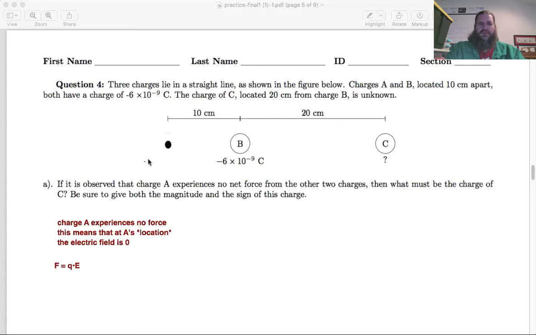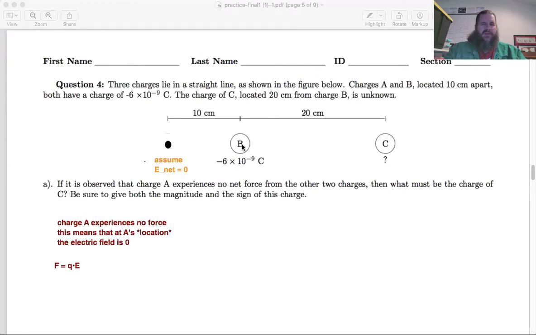So let's assume that the electric field here is zero, specifically the net electric field. As we know, these charges B and C are creating electric field at this location. We just need to ensure that they add up to zero. For example, if you consider charge B is a negative charge, so it's going to create electric field in which direction here? To the left. Not in this case.